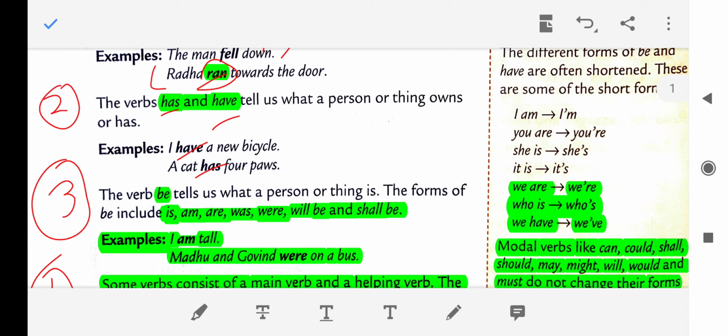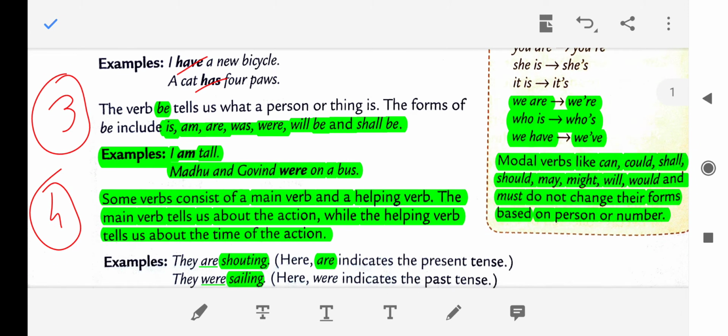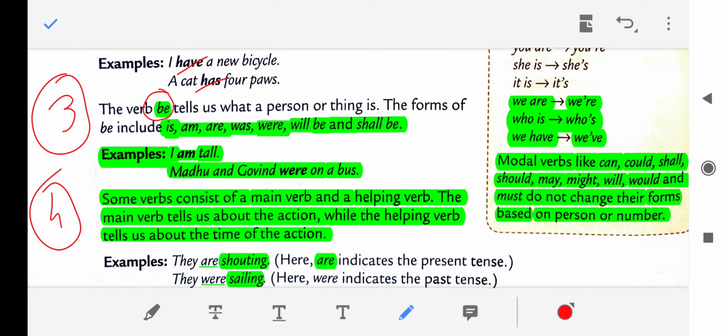Now the third one, the verb be. Now we are talking about be verbs. The verb be tells us what a person or thing is. What a person or thing is, is suggested by the be verbs. These are some of the forms of be verbs: is, am, are, was, were, will be, and shall be.